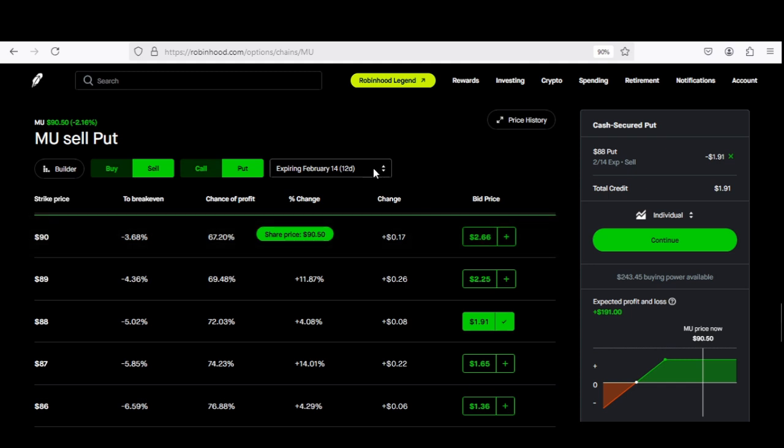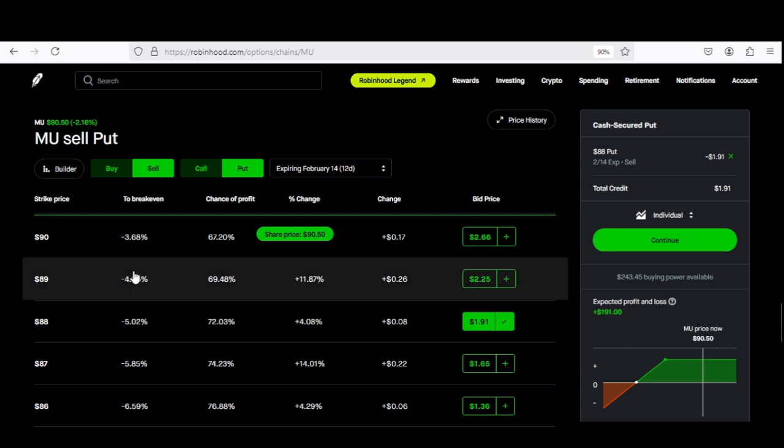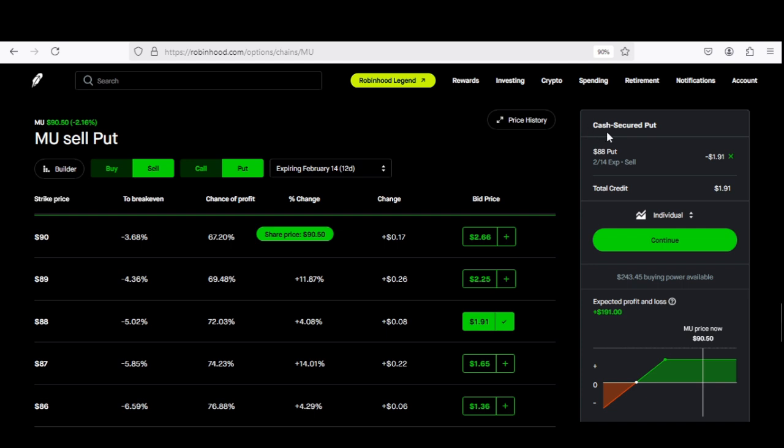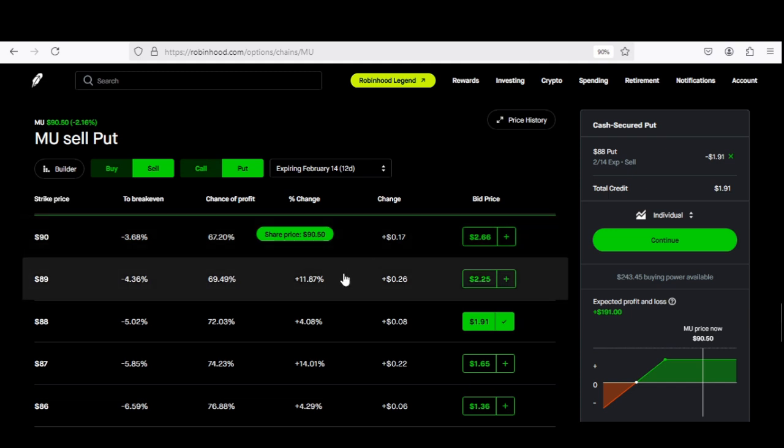Come expiration date, if the share price is trading at any price above this $88 right here, then you get to keep your collateral. Here's another word for you, collateral. Collateral is going to be the amount of cash you put down in order for it to get into this particular option contract. Hence, it says cash secured put. The collateral is going to be cash. So you're going to be able to now receive your cash back and do this option strategy again and again and again. Now, there's another win for you. Remember, this is also a win-win option strategy.